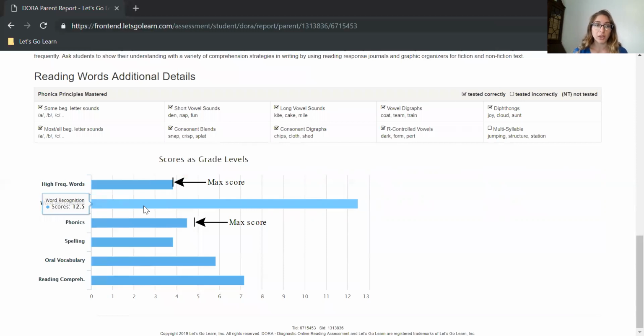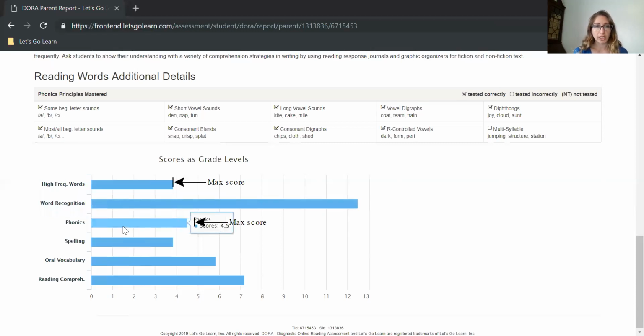Now, I want to be clear that word recognition is only that, recognizing words. So this means that if a student was given a 12th grade level book, they would be able to recognize the words in the book, but that does not mean that they would understand the words or that they could even sound them out if they didn't hear them first.